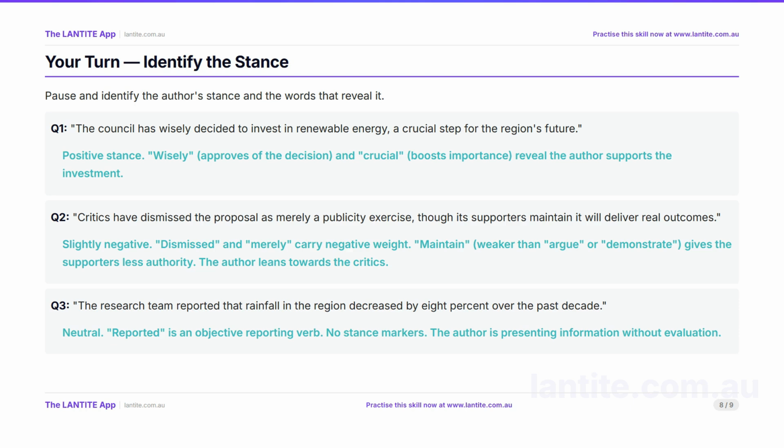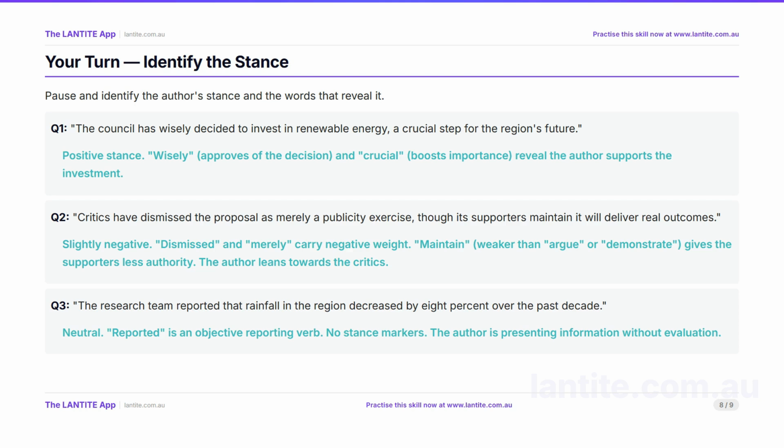Question 2. Critics have dismissed the proposal as merely a publicity exercise, though supporters maintain it will deliver. This is slightly negative. Dismissed and merely carry negative weight. And maintain is a weaker verb than argue or demonstrate, so the supporters are given less authority. The author leans towards the critics.